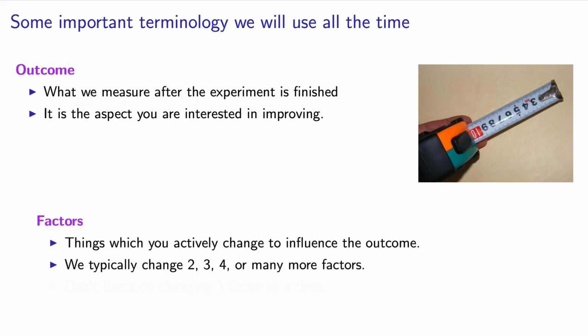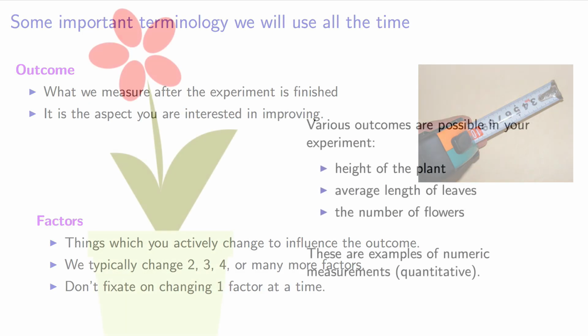Many experiments will also have one or more factors. Factors are the things you change to influence the outcome. In this course, we consider cases with 2 or more factors, but it is totally possible to run experiments with just one factor, where you are only changing that one thing to see the effect on the outcome. However, later in this module, I'll show why it is more efficient to use 2 or more factors.